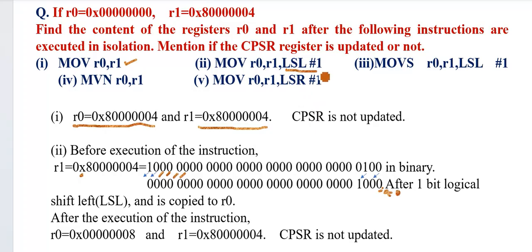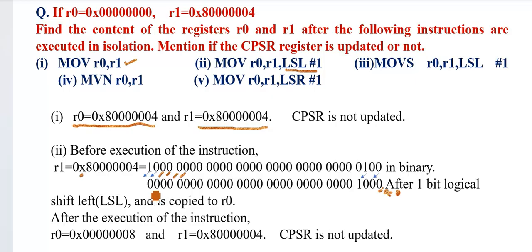Suppose they ask 4 or 2 or 3, then that many times you have to shift left. Suppose it is 2, one more time you have to shift left, and that answer you have to write. Here they have given logically shift left by only one time, so stop after one time. Now this is the answer.